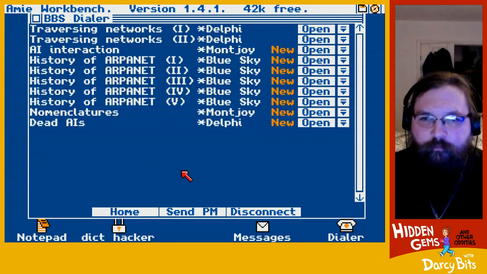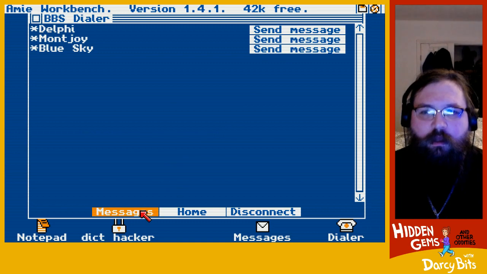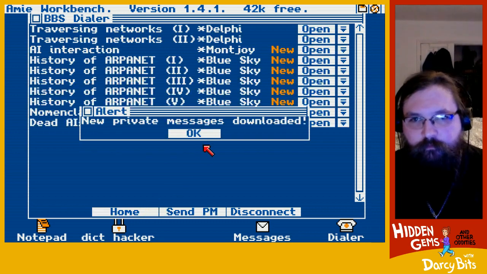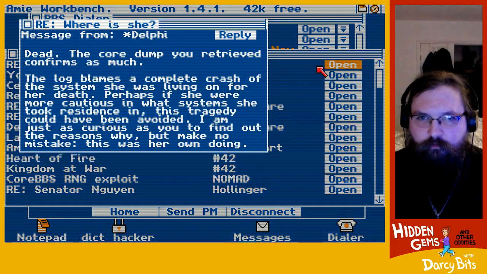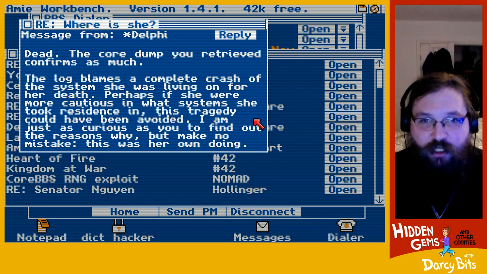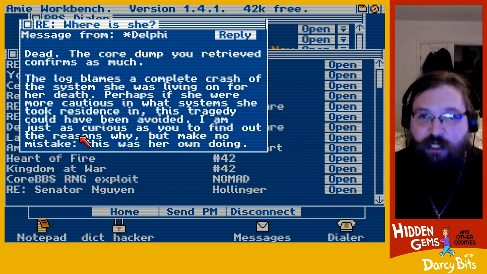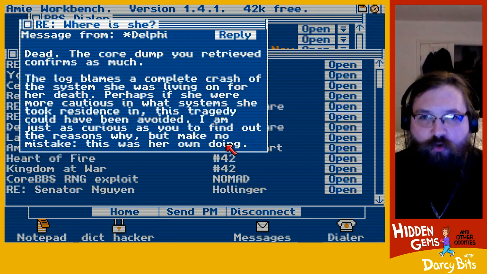Alright, no Delphi, legitimately, I need to talk to you. Where is she? Dead. The core dump you retrieved confirms as much. The log blames a complete crash of the system she was living on for her death. Perhaps, if she were more cautious in what systems she took residence, this tragedy could not have been avoided. I am just as curious as you to find out the reason why. But make no mistake, this was her own doing.